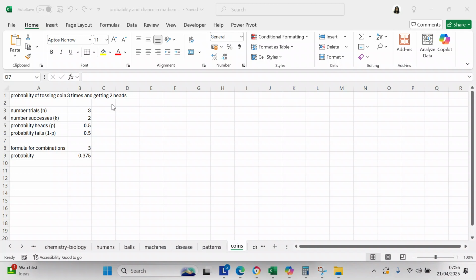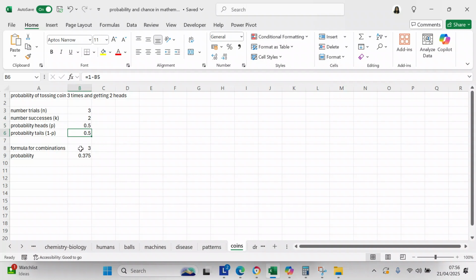So the number of trials is 3. And then the number of successes that you're looking for is 2. And then the probability of getting a head is 0.5 or 50%. And the probability of getting a tail is 1 minus p, which is 50% as well.